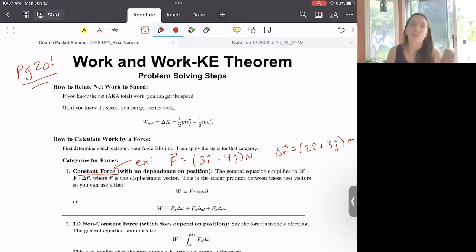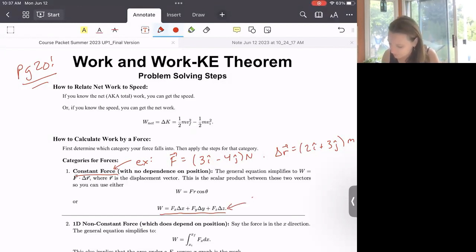It feels like a function because it has the i hat and j hat and maybe feels a little unfamiliar, but it's not changing. It's not changing with position. It's not changing with time. It's just constant. So you can use this. Then you would use this component method of finding the force.